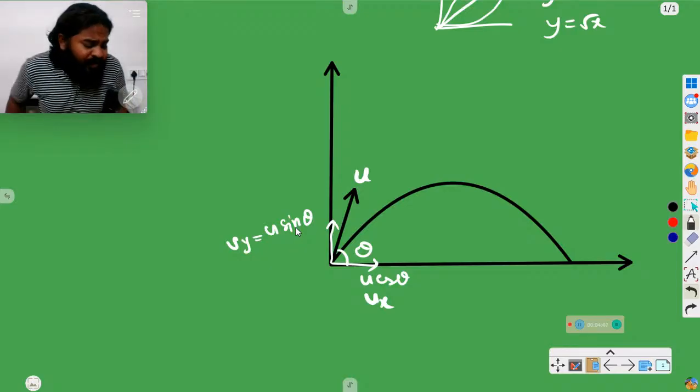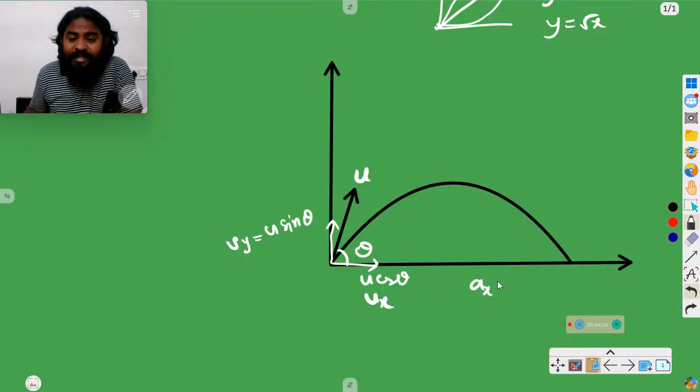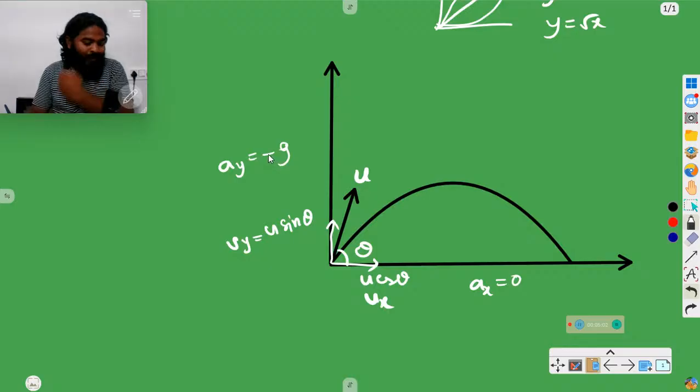We know very well from the previous class that along the x-axis there is no acceleration; it is 0, but along the y-axis the acceleration is minus g, right? Minus g is the acceleration along the y-axis. Because there is no acceleration along the horizontal, the horizontal velocity is always constant, right?